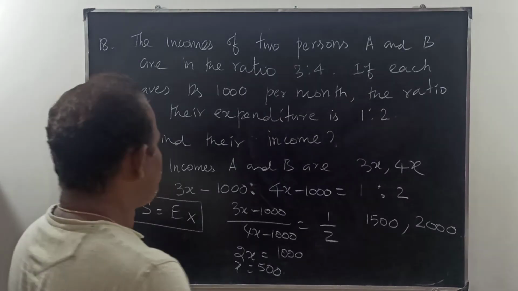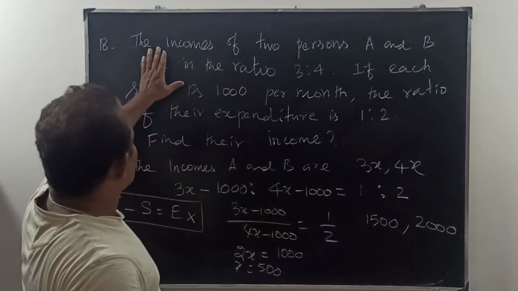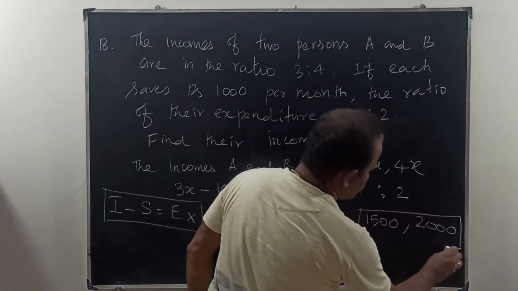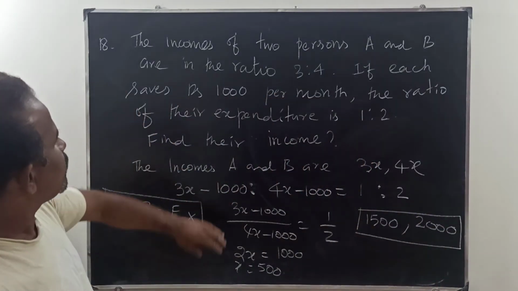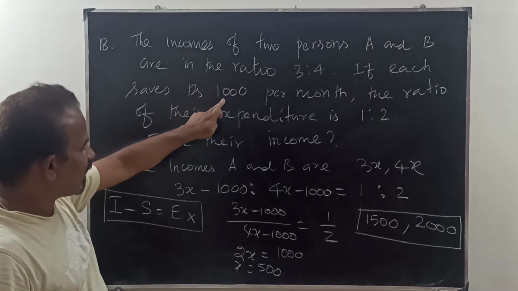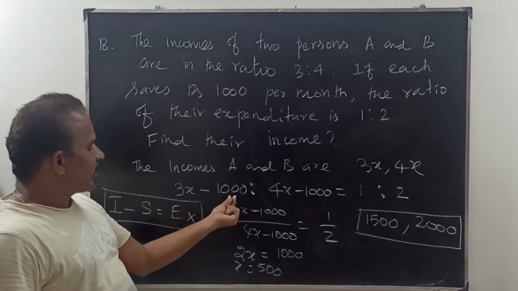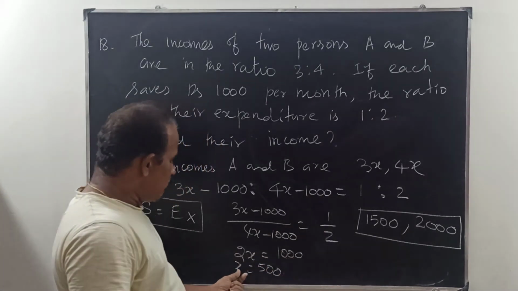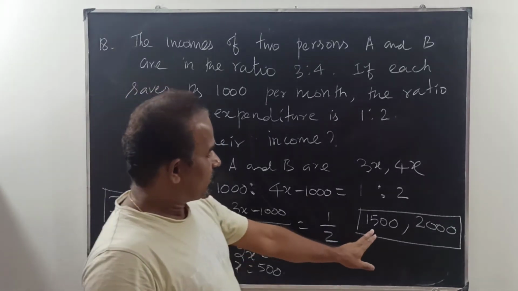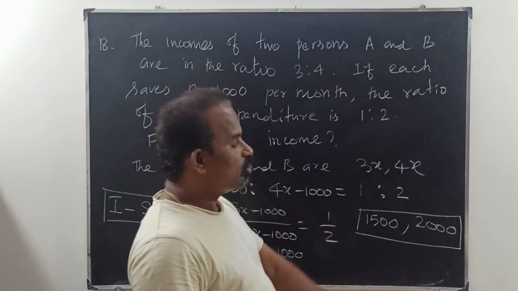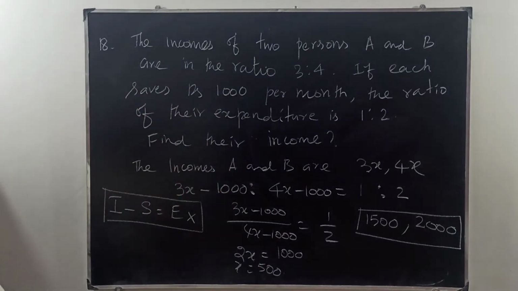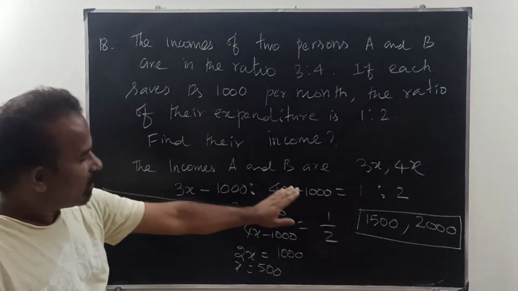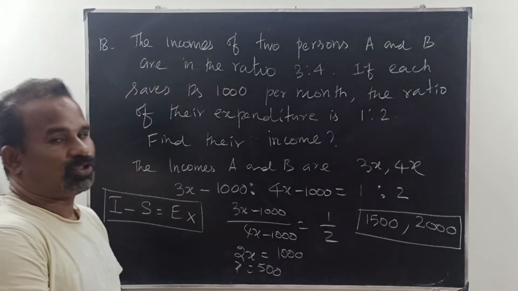So the incomes of A and B are 1500 and 2000. Suppose instead of 1000 we have 100, then x is equal to 50, so the answer will be 150 and 200. Here the savings is 1000, and the incomes are 1500 and 2000. Okay, good.